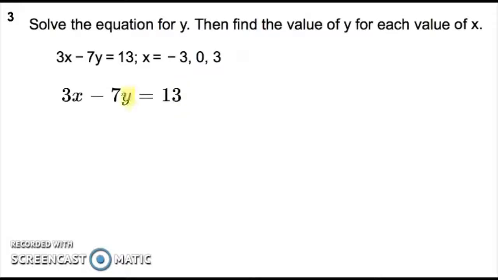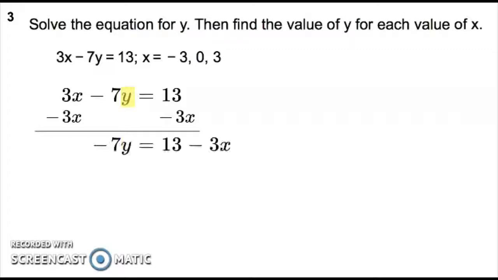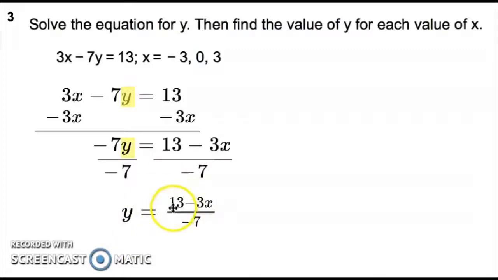Since I'm solving for y, that's the letter I'm going to highlight. And I'm going to move everything away from that. First step there would be to subtract 3x from both sides. Do your adding and subtracting before you're multiplying and dividing. We'll have -7y equals 13 minus 3x. Again, keep that y highlighted. Now we divide everything by -7. So my equation is going to be y equals (13 minus 3x) over -7.